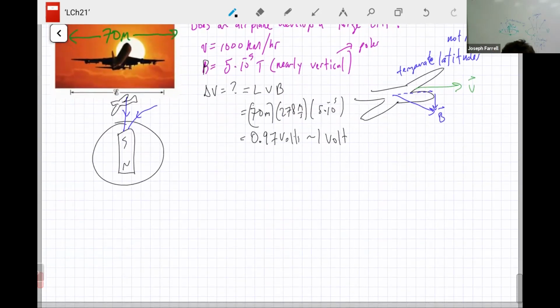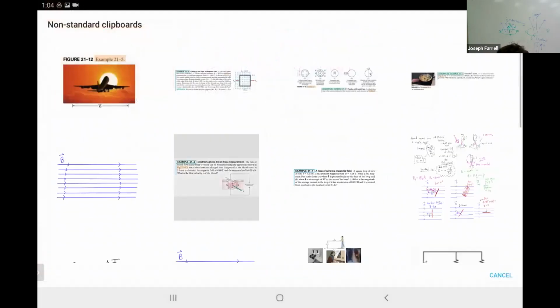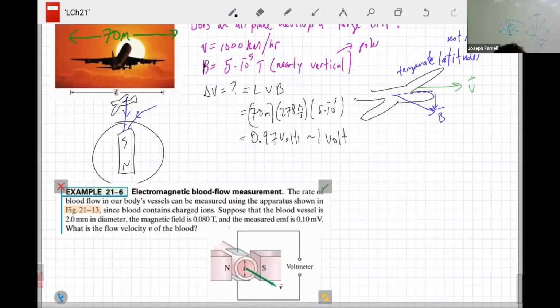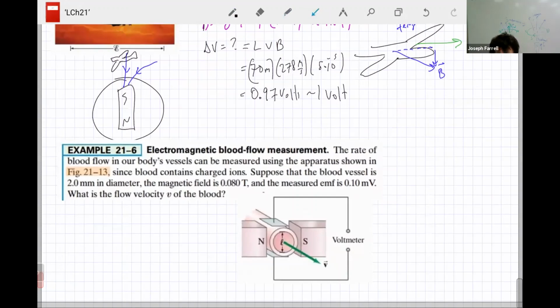Another thing that you healthcare professionals might be interested in is example 6. Let's take a look here. Electromagnetic blood flow measurement. The rate of blood flow in our body's vessels can be measured using an apparatus shown in the figure, since blood contains charged ions. Suppose that the blood vessel is 2 millimeters in diameter, the magnetic field is 0.08 Tesla, and the measured EMF is 0.1 millivolts. What is the flow velocity v of the blood?